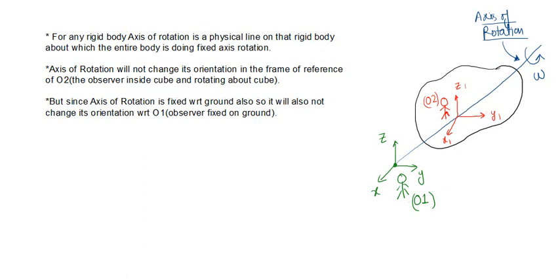With respect to O2, the rotating observer, any physical line on this rotating body will retain its orientation. But since the axis of rotation is also fixed with respect to the ground, it will also retain its orientation with respect to O1, the ground observer. So the axis of rotation is the unique line on this body which will retain its orientation with respect to O1 as well as with respect to O2. Now we'll use this concept to find the direction of the axis of rotation.